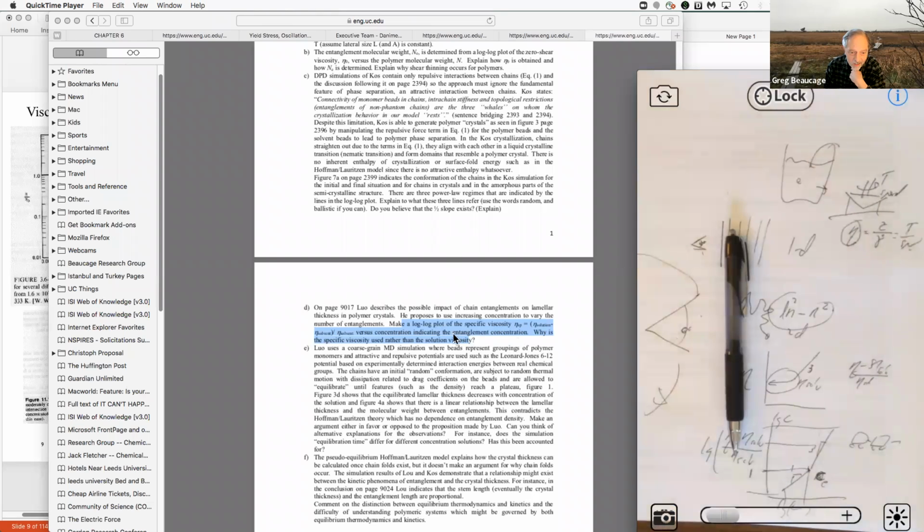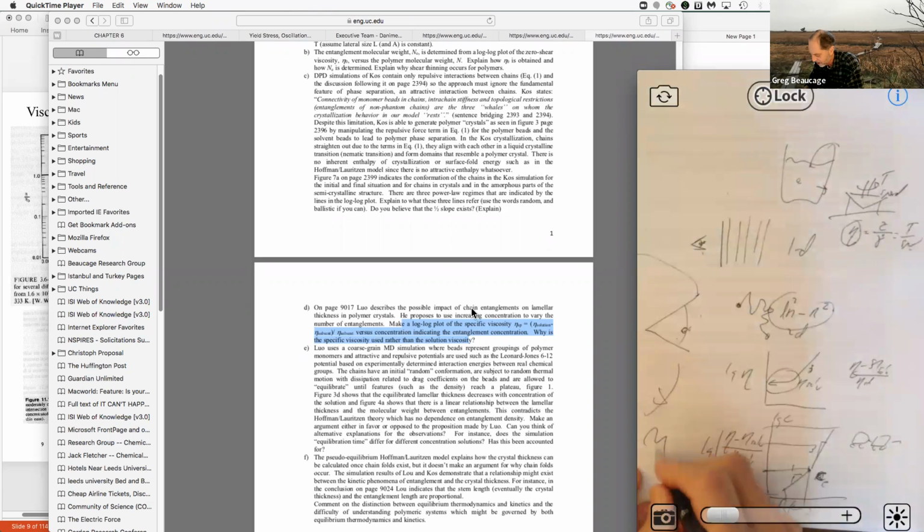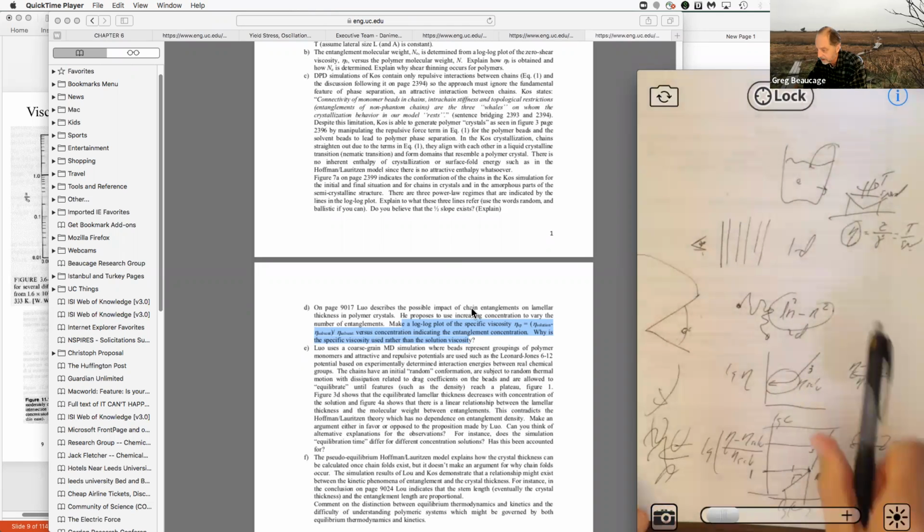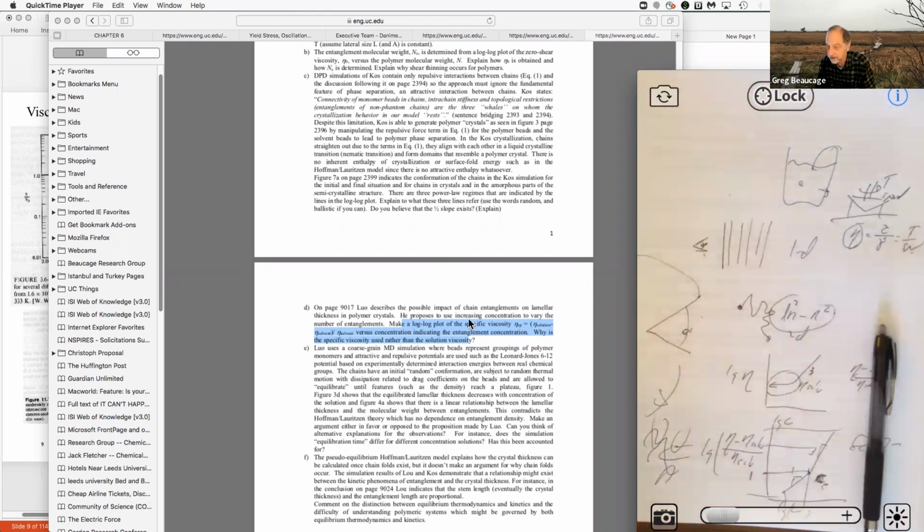That's why he's going to the specific viscosity, and how you can increase the entanglements by adding more chains. The more chains you add, the more opportunity there is for chain interaction, and the more entanglements you can make. So the viscosity goes up because you're adding entanglements, basically. Is that okay with everyone?